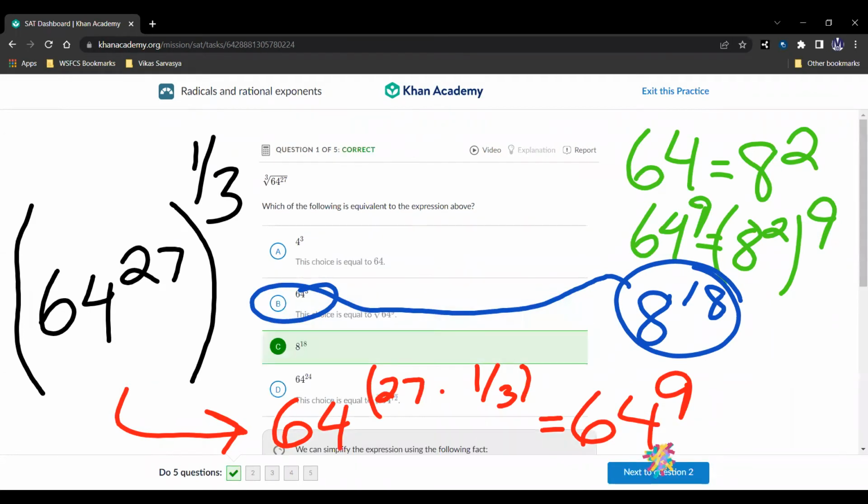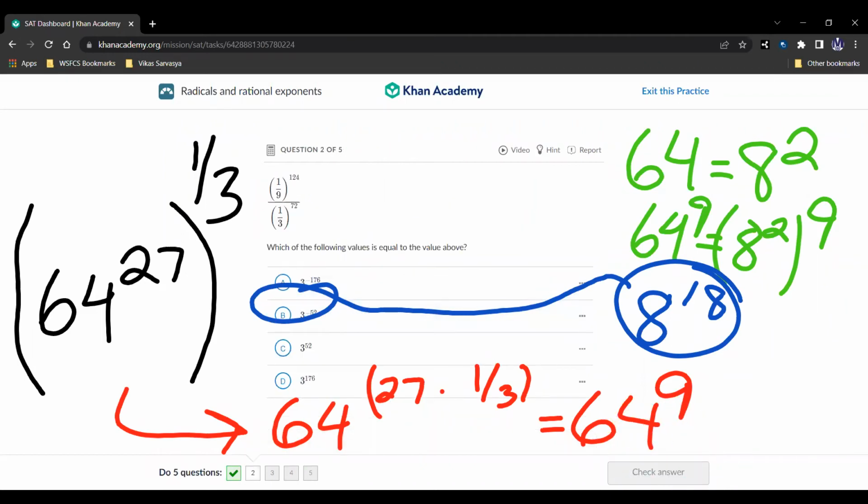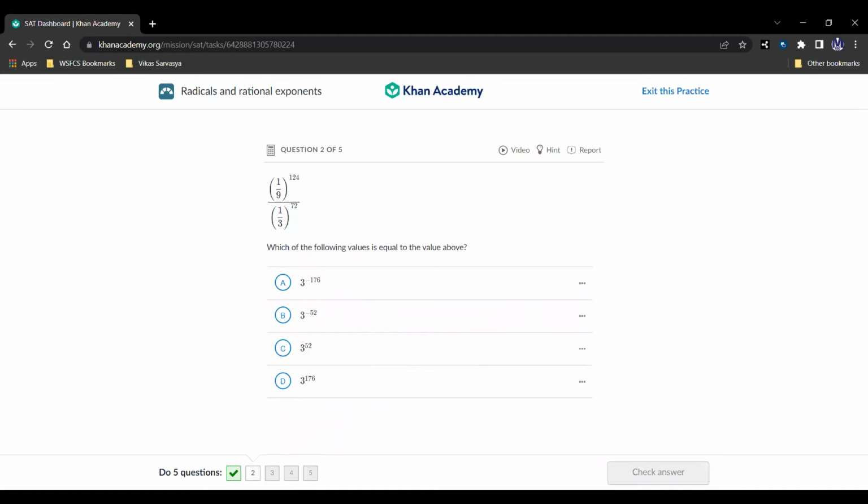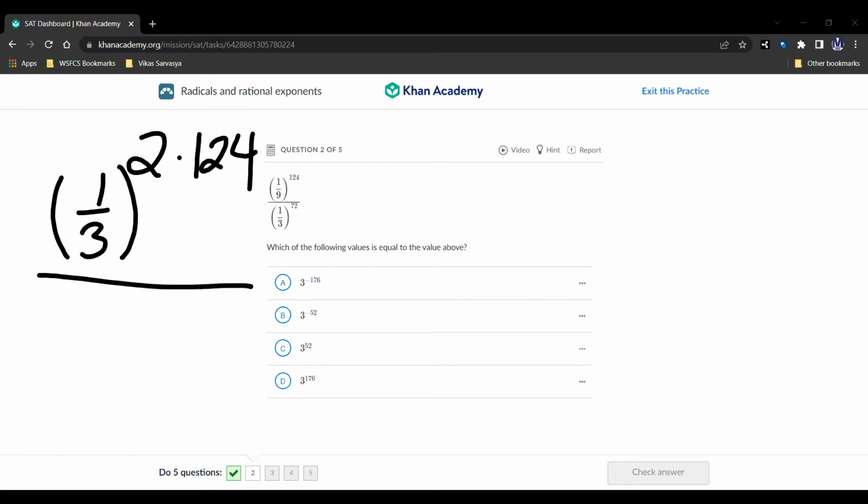And let's move on. All right, the next question, here it is. 1/9 to the 124 over 1/3 to the 72. And we're asked which of the following values is equal to the value above. Well, let's see what we can do. So 1/9 equals 1/3 squared, right? So we're dealing with 1/3 squared to the 2 times the 124 over the 1/3 to the 72.